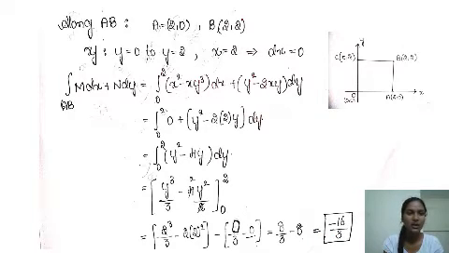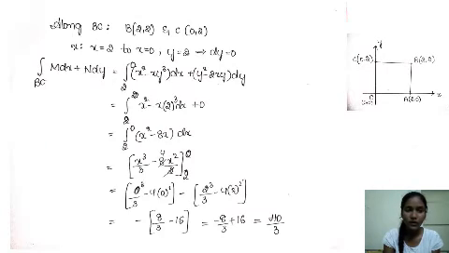Next, B is the point 2 comma 2 and C is the point 0 comma 2. If we see in the graph, x is changing from 2 to 0 and y is constant, that is y is equal to 2 and dy is equal to 0. Now integral BC, m dx plus n dy, is equal to integral 2 to 0 of x square minus xy cube into dx plus y square minus 2xy into dy.